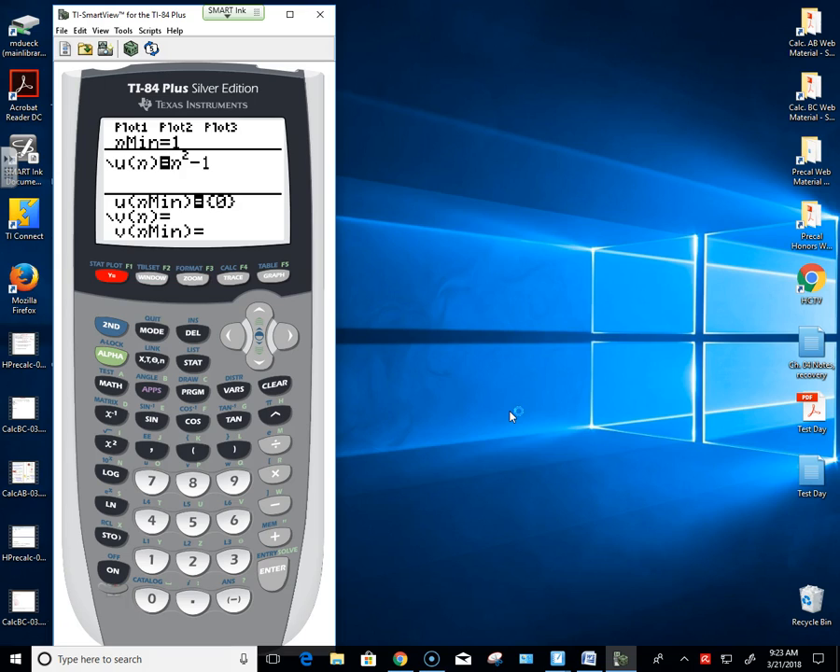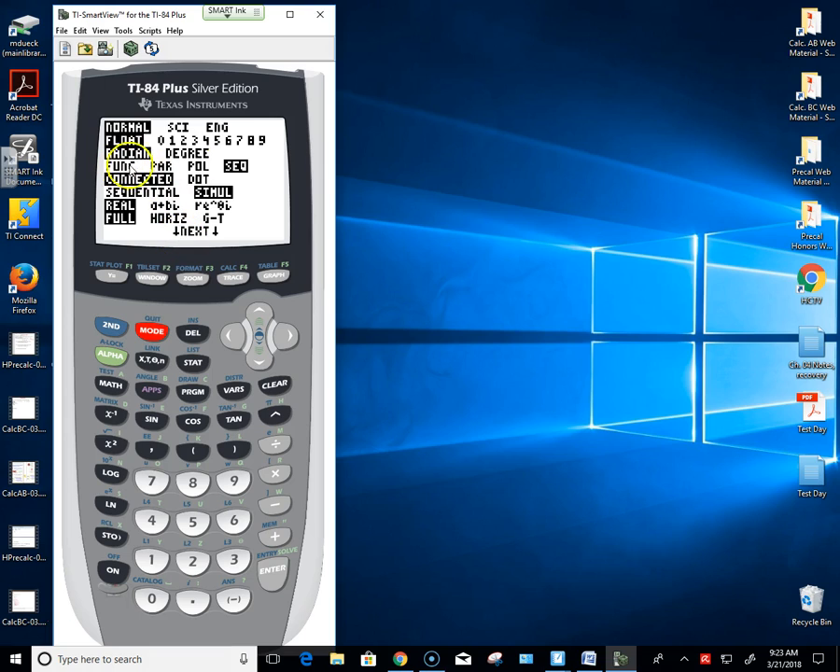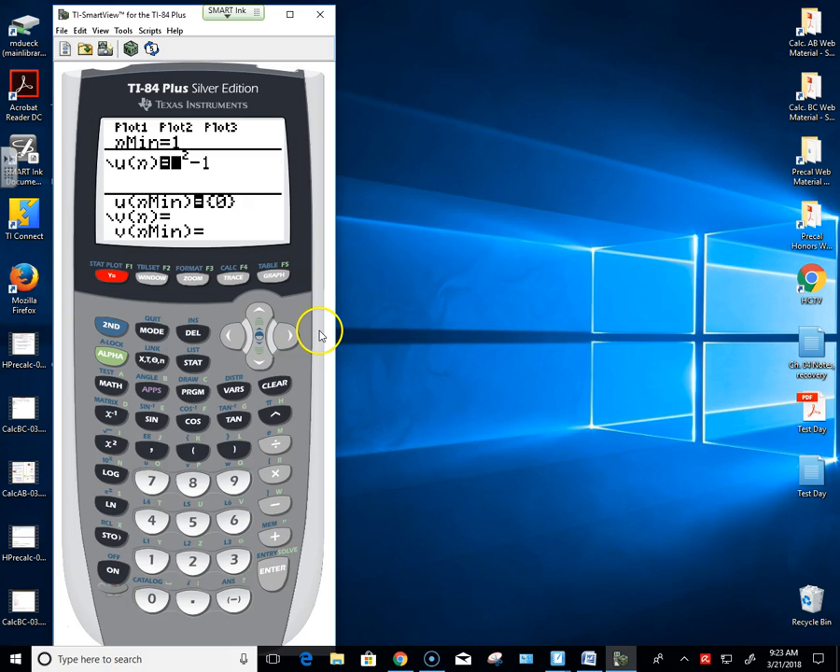Func is function, y equals f of x. Oh no, mode, sorry. Mode, go to sequence. Now go to y equals. Wait, should we be in radian? It doesn't actually matter unless we start doing trig, which we're not going to. So you're okay.